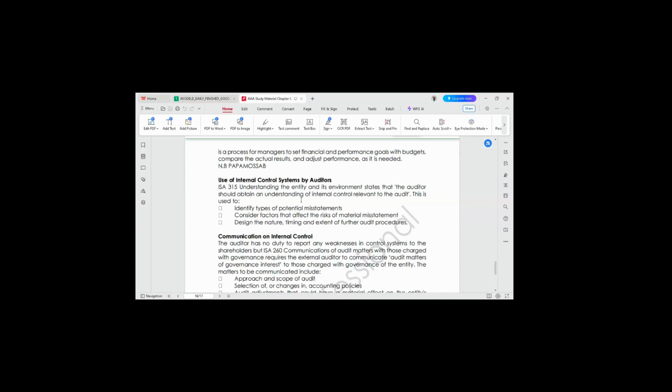One, it helps the auditor to identify potential misstatements, which is what I said. By the time we conduct the test of controls and test of the transaction, we will get to know whether there is material misstatement in the financial statement. How will it do that?